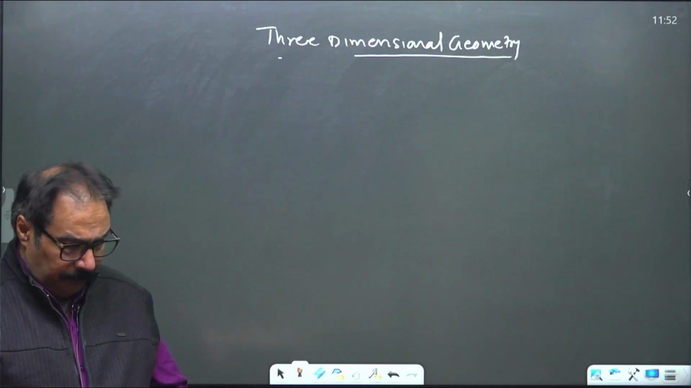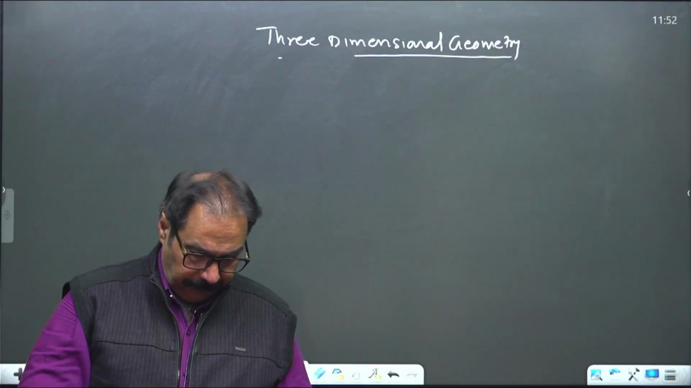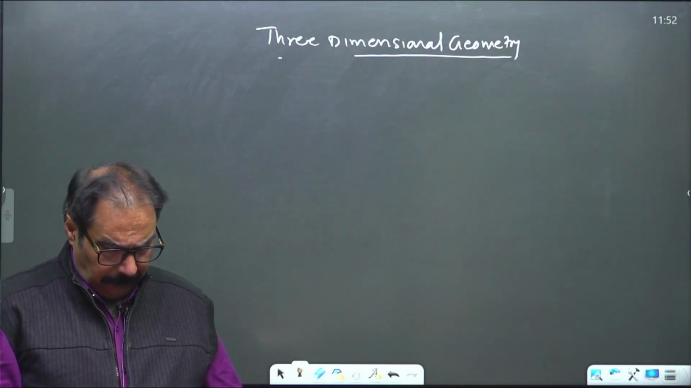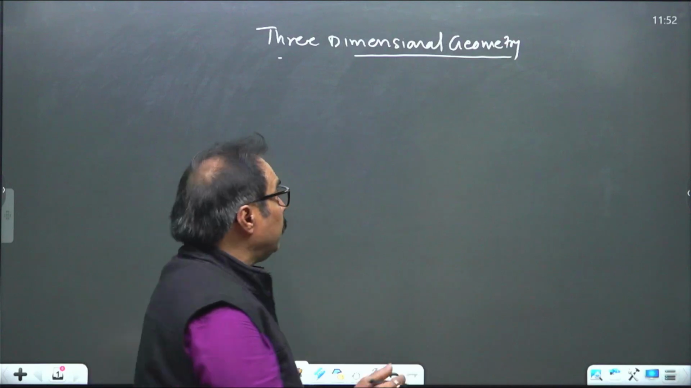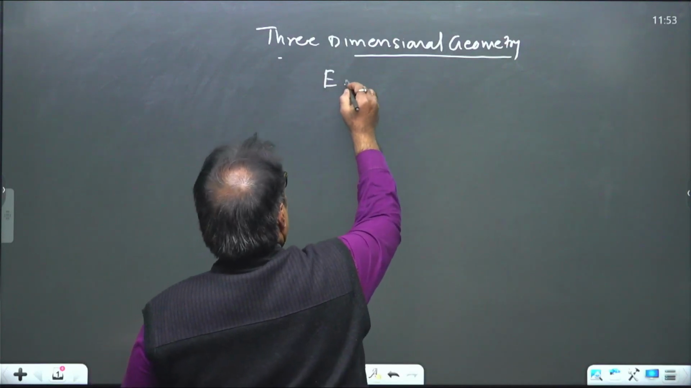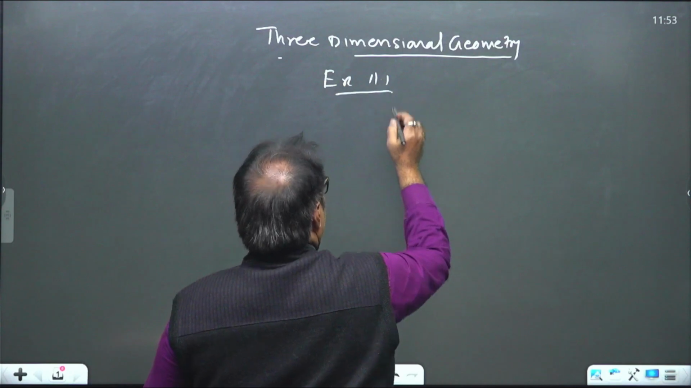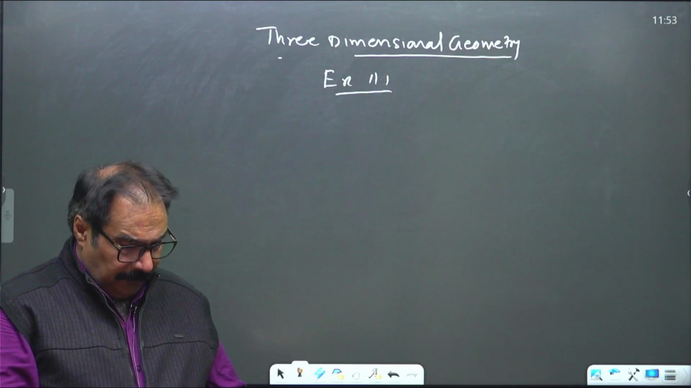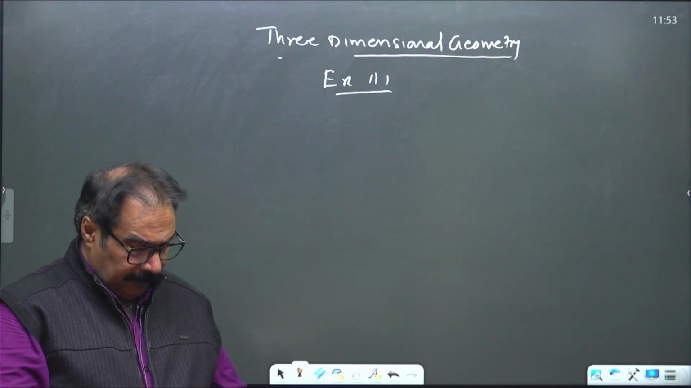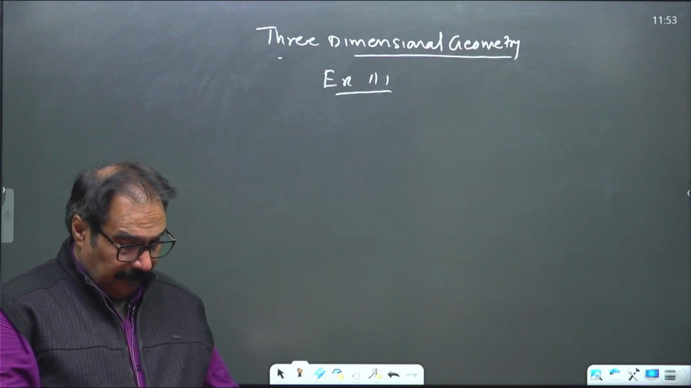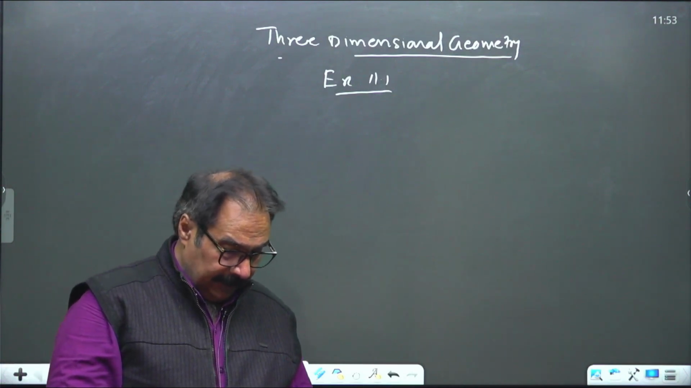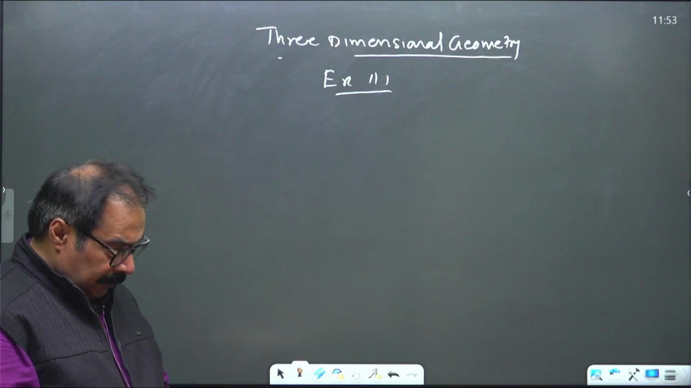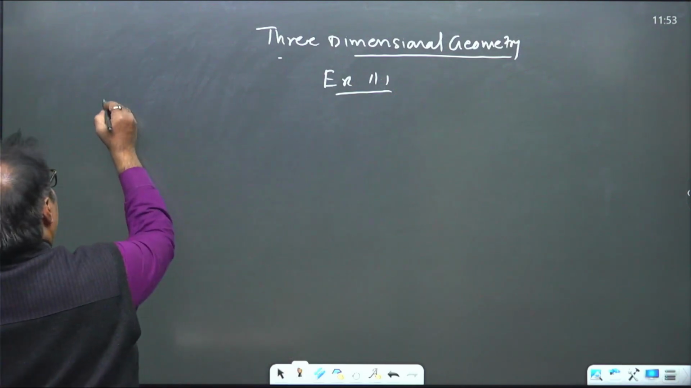Now move to the exercise, that is Exercise 11.1. The very first question is: if a line makes angles of 90 degrees, 135 degrees and 45 degrees with the x, y and z axis respectively, we have to find the direction cosines. So, question number 1.